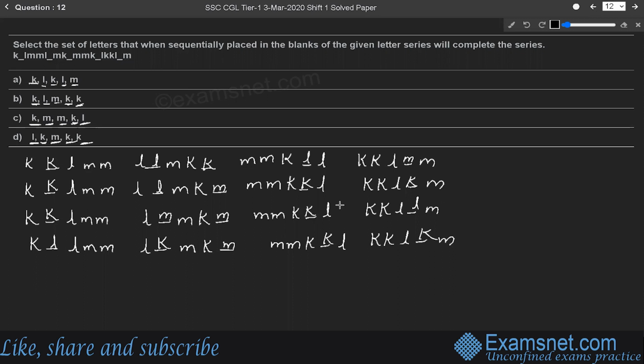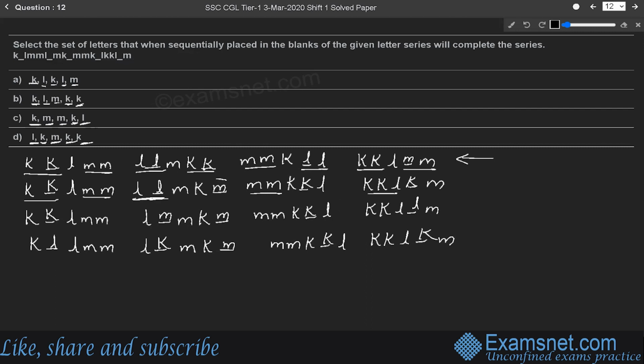Now let us look at them one by one carefully. Okay. In the first part, we can see that from the first part to the last part, two letters are repeated. Here K and M are repeated. Here L and K are repeated. Here M and L are repeated. And here K and M are repeated. Okay. In the second part, K is repeated and M is repeated. But here only L is repeated. No other letter is repeated. Okay. Here also only M is repeated. And here also K is repeated.